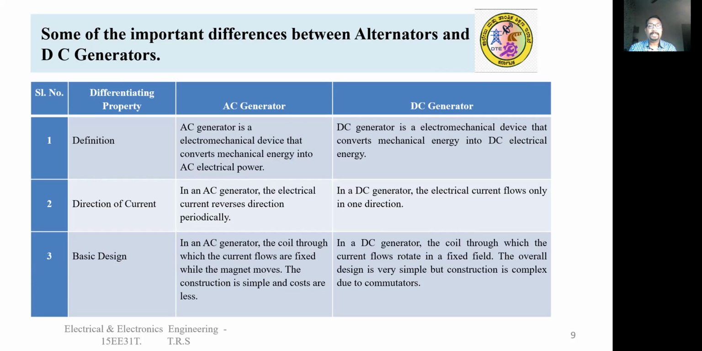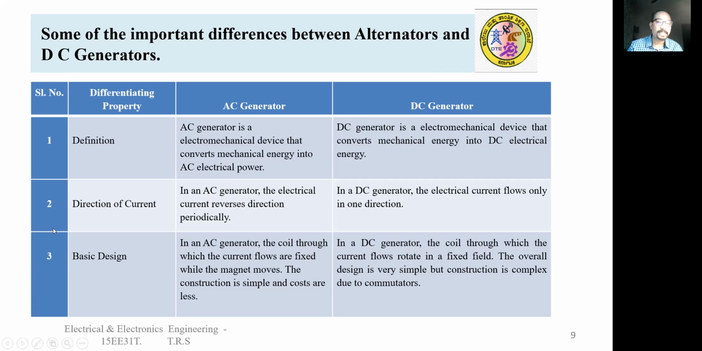Here it is called an electromechanical device. Why? Because remember students, both AC generator and DC generator are called electromechanical devices. Why? Both machines take mechanical energy and convert it into electrical energy, so the device is called an electromechanical device. But in the case of an alternator, it produces electrical energy in the form of AC. In a DC generator, electrical energy is in the form of DC. So that is the single point which differentiates AC generator and DC generator. This AC and DC makes the difference.